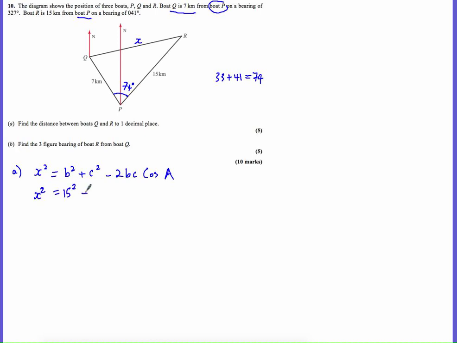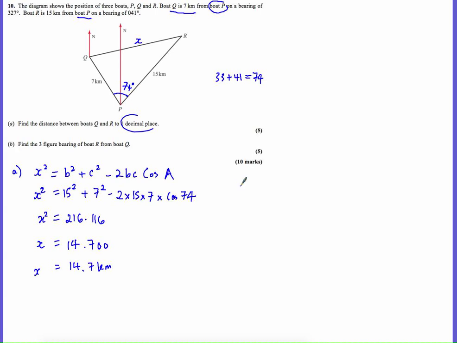So x squared equals the 15 squared plus the 7 squared minus 2 times 15 times 7 times cos 74. X squared becomes 216.116. These are the types of things, these stages are worth writing down, because if you muck it up, you're going to get some credit, or if you forget to actually do the square root bit or something daft, you still get marks. So rounding that to 1 decimal place as it asked for in the question, 14.7 kilometres. Okay, that was that bit, fairly straightforward.